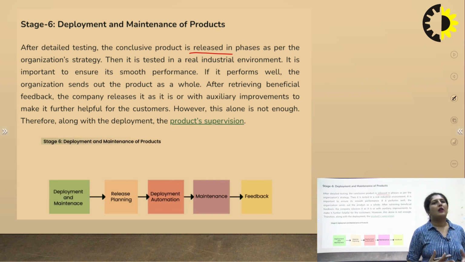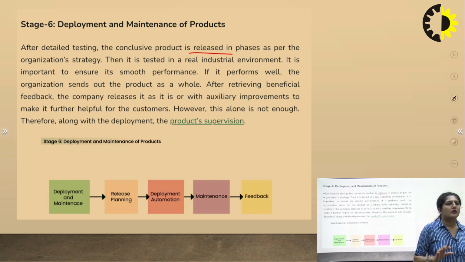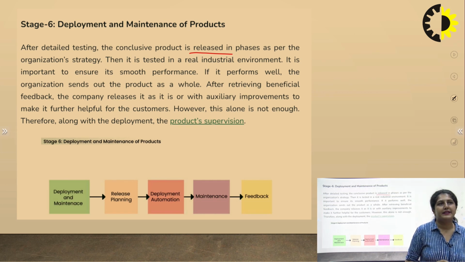However, this alone is not enough. Along with the deployment, there is product supervision. After releasing our product, there will also be maintenance and feedback. After taking the customer's feedback, we will upgrade our product accordingly and then release it as a whole. After that, the deployment phase always continues. If there are any bugs while using the product, they will be fixed with the help of maintenance, and there will be a specified team for that. So the last stage is deployment and maintenance of the product.